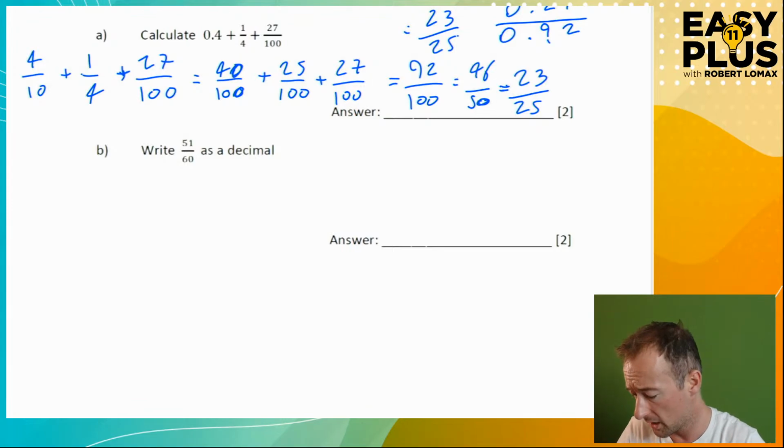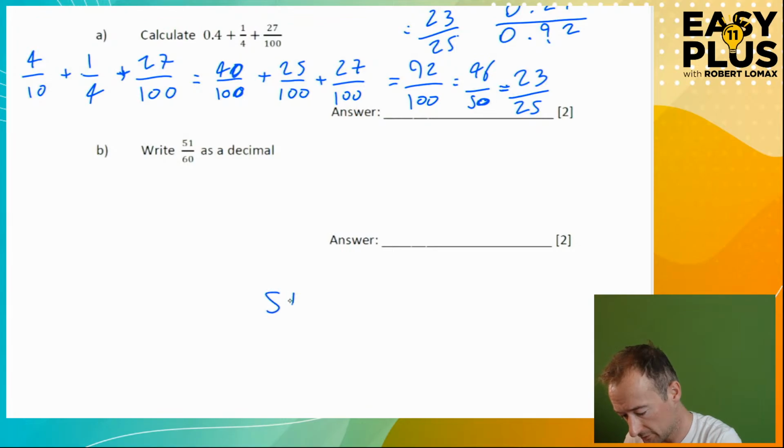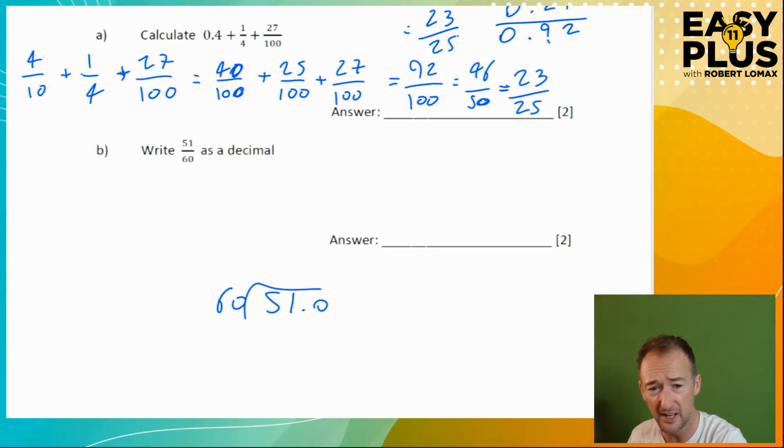Right, 51 over 60 as a decimal. Okay, how are we going to go about doing this? Well, first thing we should ask ourselves is, can we simplify it? Because yes, I could just do a division. I could do 51 divided by 60. Clearly it doesn't go, so I need 51.0. Then I say, how many times does 60 go into 510? I could do it that way. I could. It would get the right answer, but it's going to be a really fiddly long division. I prefer to avoid that.